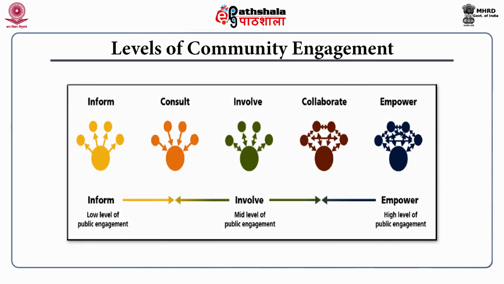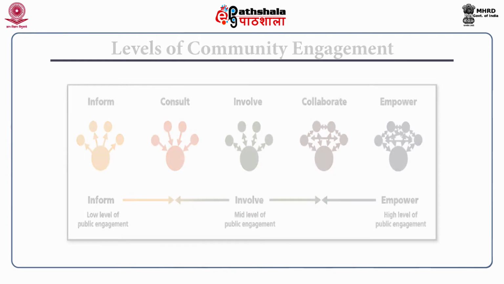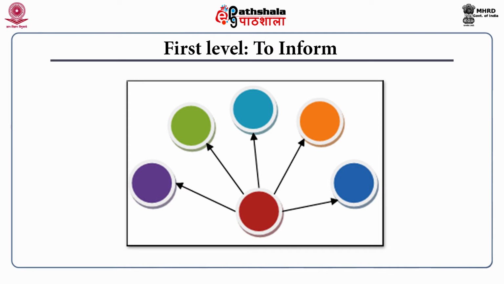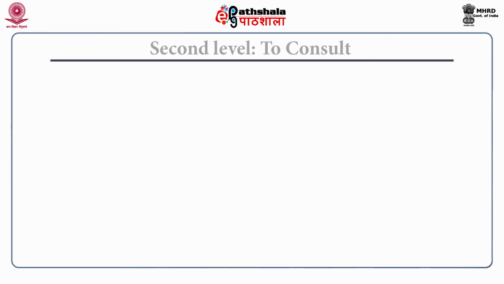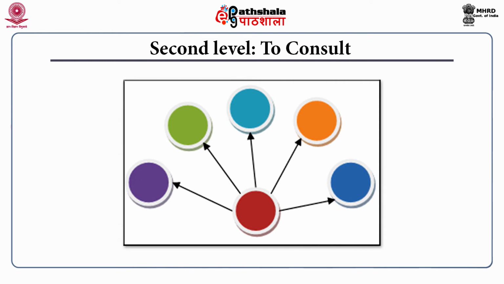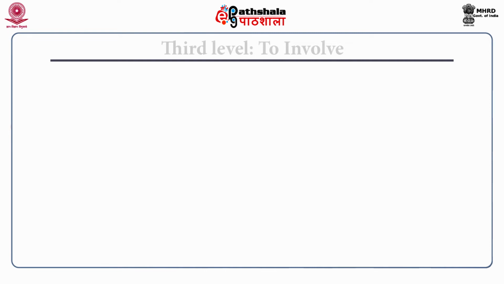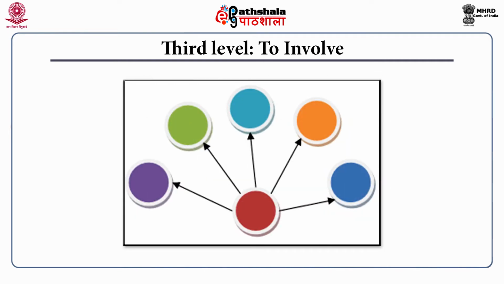This slide shows the 5 levels of community engagement, which are to inform, to consult, to involve, to collaborate and to empower. This is the first level, which is to inform, where the agency or the community worker is informing the community people. It is the second level, to consult, where the community people are providing information and the community worker or agency is consulting. This is the third level, to involve, and here you see the mutual participation between the community worker or agency and the community people.